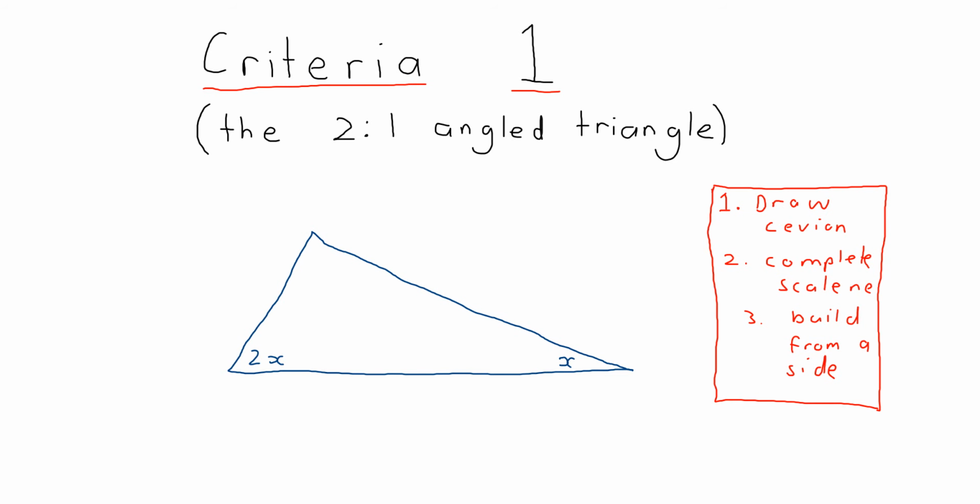And remember, the things that we're looking for are we're looking to create equilateral triangles, congruent triangles, a series of isosceles triangles, or maybe even that 30, 60, 90 triangle we've seen before.